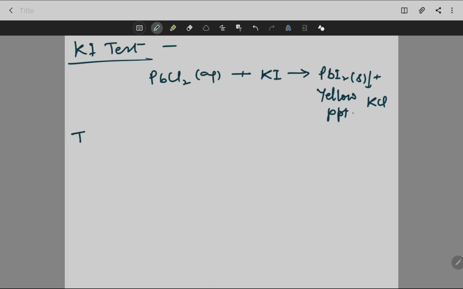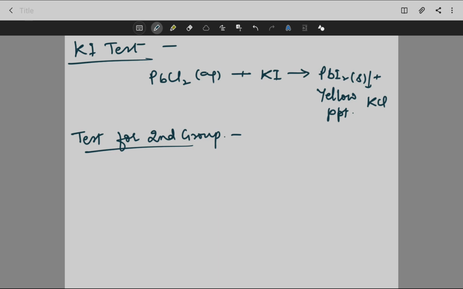Now we are starting with the test for the second group. Say, for example, if we took the original solution, added dilute HCl to it, and did not get any white precipitate, it means group 1 is absent and we need to move to group 2. So in group 2, what are the radicals present? We have Pb2+, Cu2+, mercuric, Cd2+, arsenic, etc. But copper is a colored salt, and mercury and arsenic are not in the syllabus. Here basically we will focus on lead only.